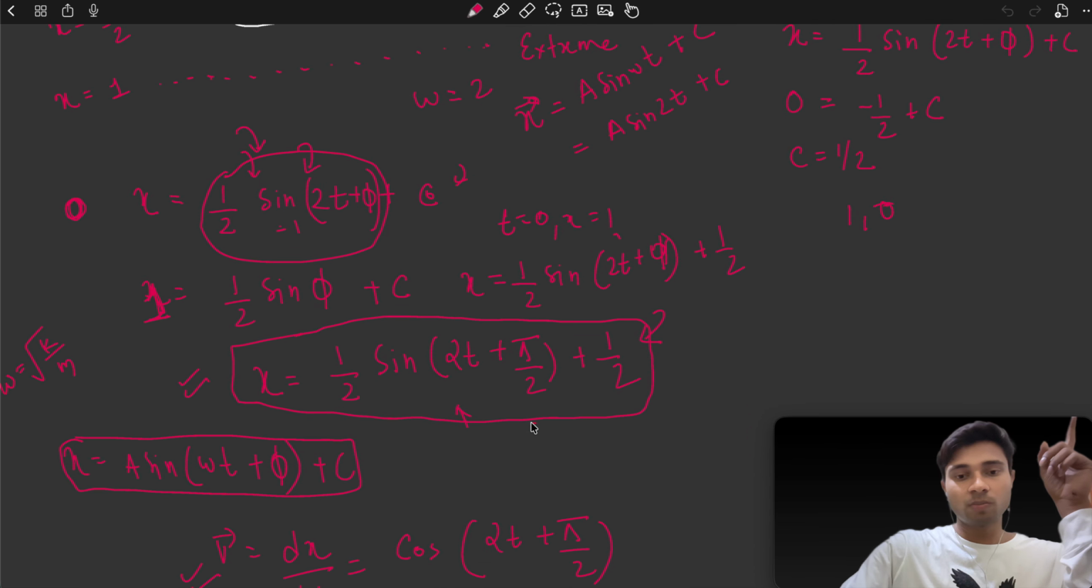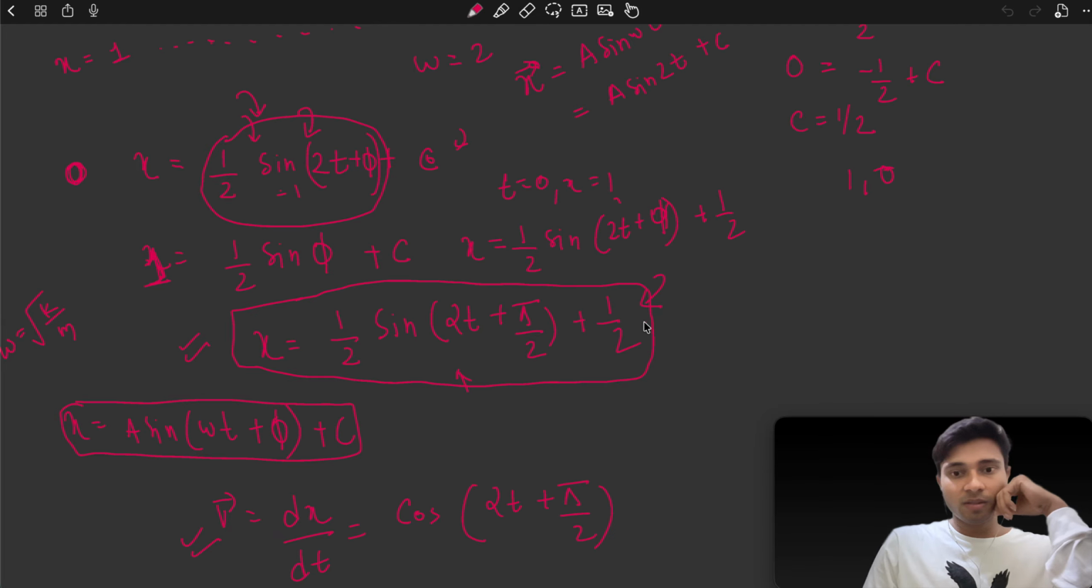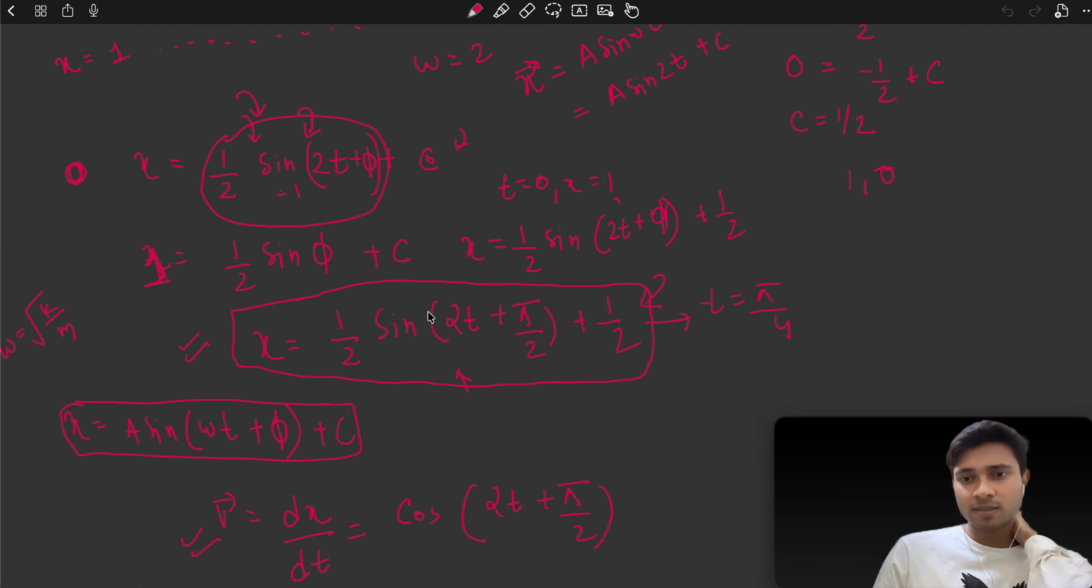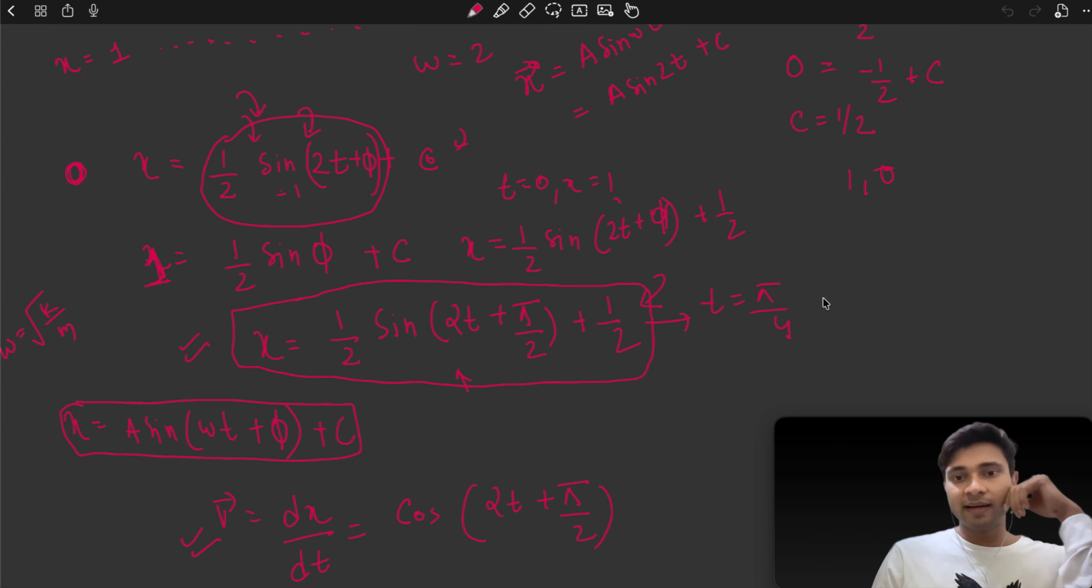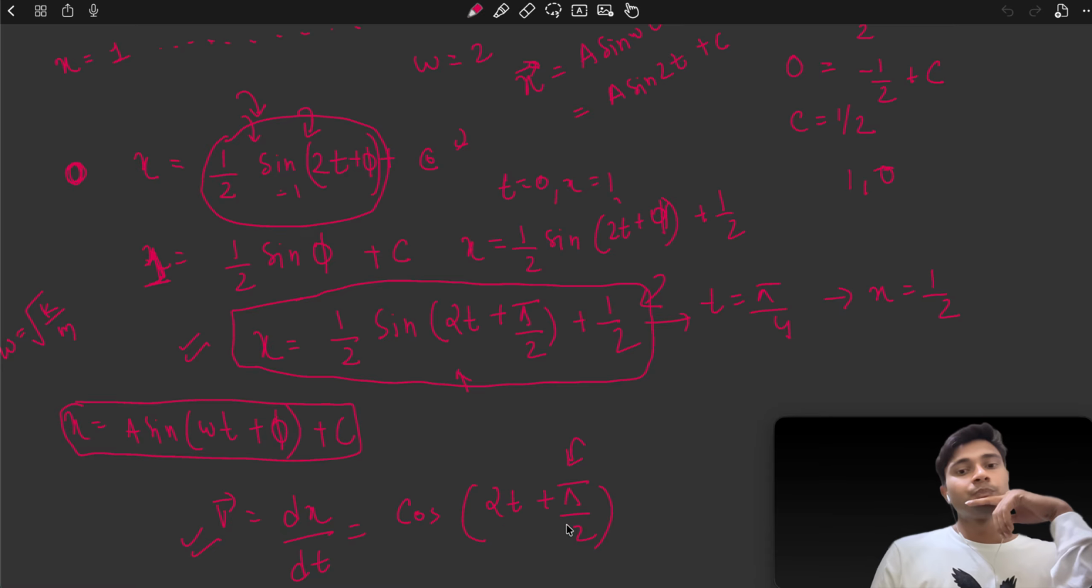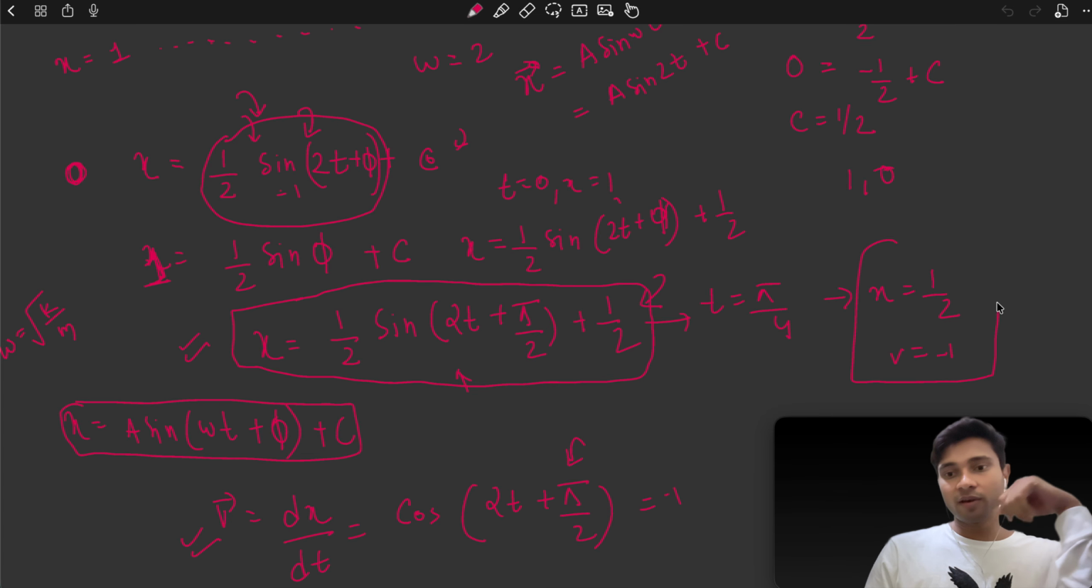If we put t equals pi by 4 here, 2 into pi by 4 is pi by 2, plus pi by 2 gives sine pi, right? Sine pi is nothing but 0. So at t equals pi by 4, x is equal to 1 by 2. Putting t equals pi by 4 in the velocity, 2 into pi by 4 is pi by 2, plus pi by 2 again gives pi, and cos pi is minus 1, so velocity will be minus 1. So x is equal to 1 by 2 and velocity is equal to minus 1.